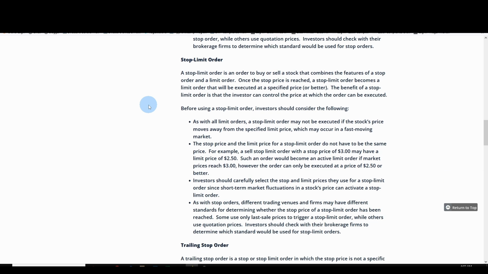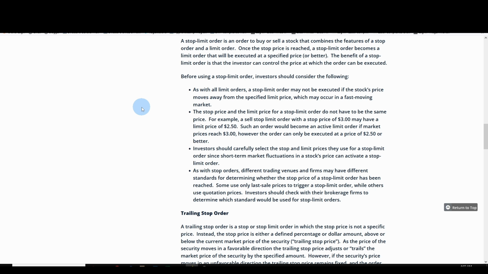Stop limit order. A stop limit order is an order to buy or sell a stock that combines the features of a stop order and a limit order. Once the stop price is reached, a stop limit order becomes a limit order that will be executed at a specified price or better. The benefit of a stop limit order is that the investor can control the price at which the order can be executed.